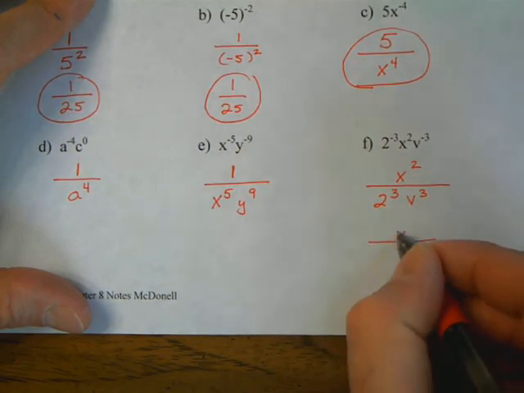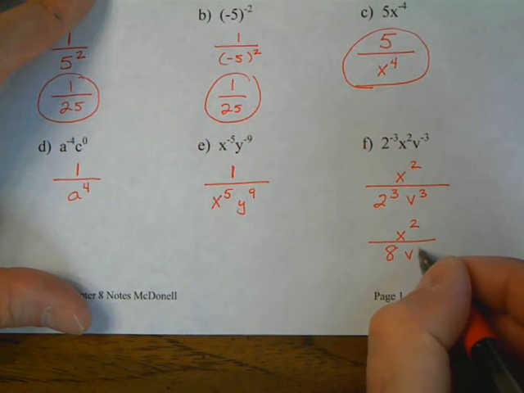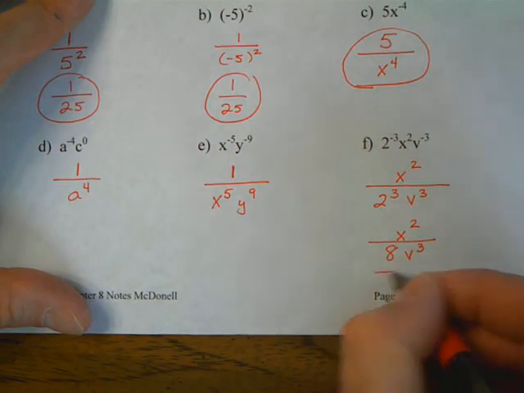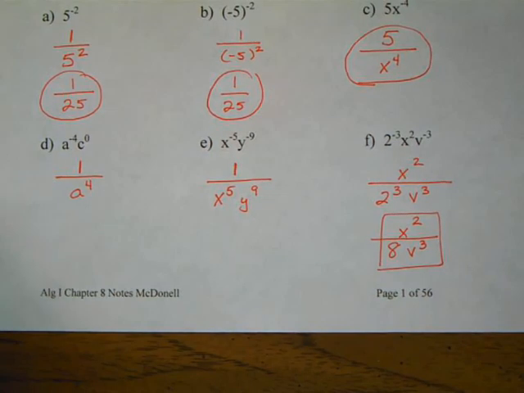Our final problem on this page, let's look at which ones are negative exponents, and those go to the bottom. 2 to the 3rd and v to the 3rd are both negative exponents. The x squared is not negative, so that stays at the top. Before we finish and flip the page, we have to consider the fact that what is 2 cubed? Well, 2 times 2 times 2 is 8, so my answer is x squared over 8v cubed. In each of these cases, our goal is to have negative exponents be eliminated completely from the problem.